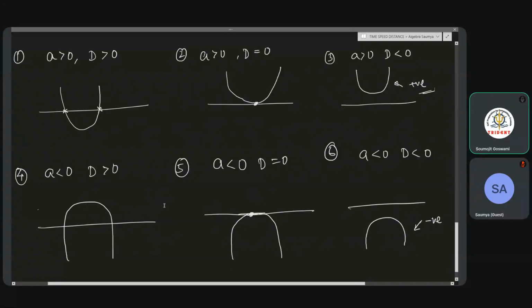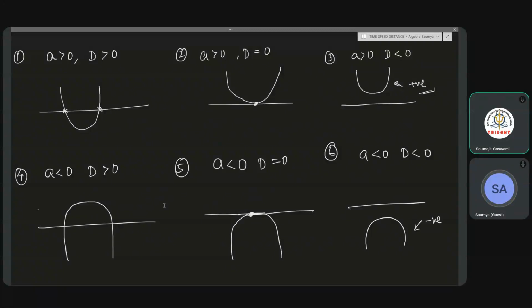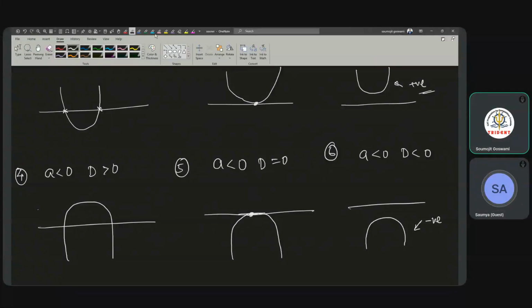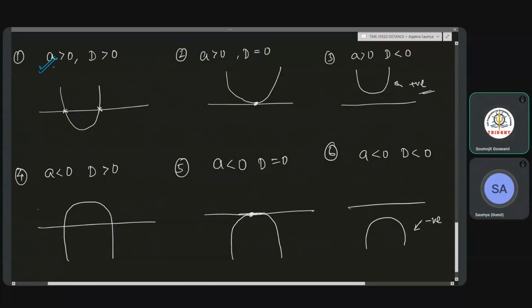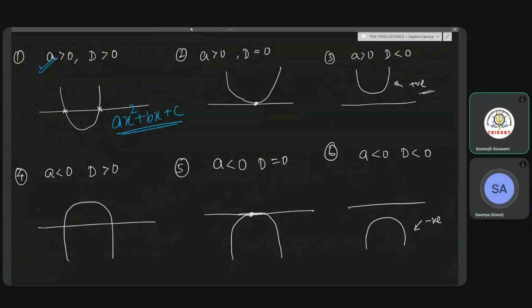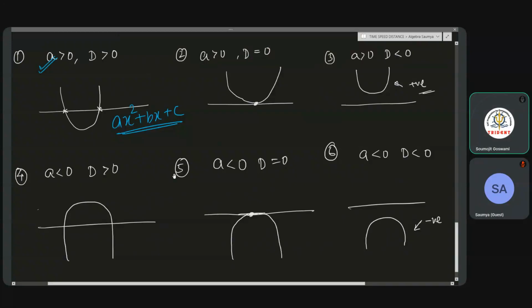These are the 6 different types of graphs that one can have for a quadratic equation. That's it. A again. Which one? A. A is okay for the expression ax squared plus bx plus 3. This is the A. Okay, got it. Let's go to the next one, shall we?